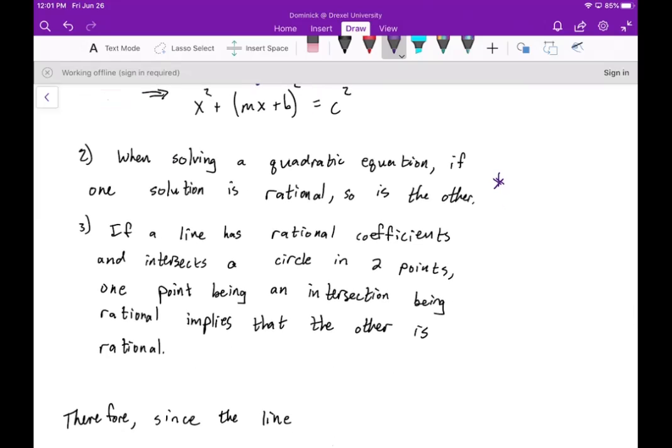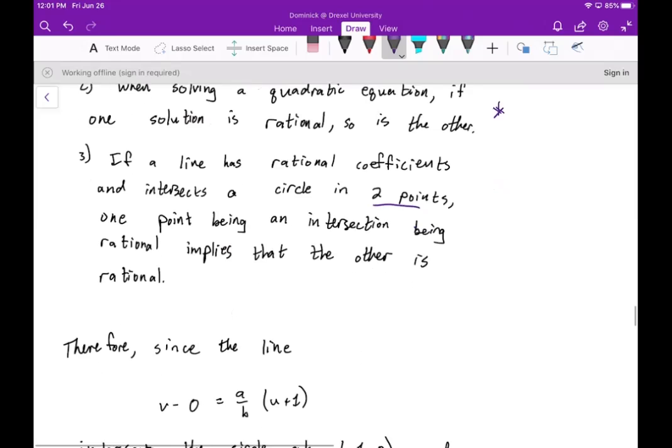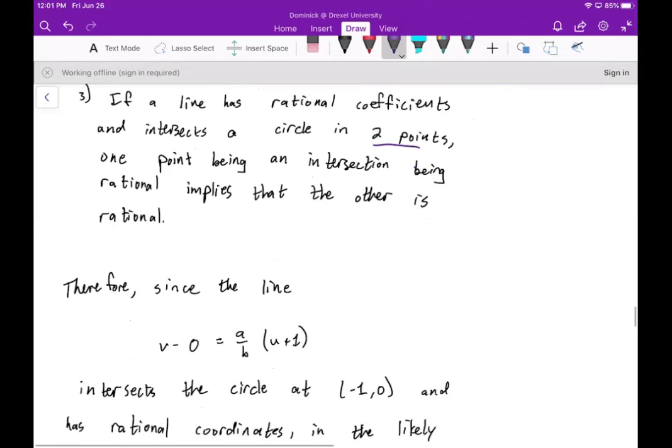And another thing is that if a line has rational coefficients and it intersects a circle in 2 points, one point being an intersection that's rational implies that the other is also rational. All right, it's kind of weird English there, but I guess that's all correct.